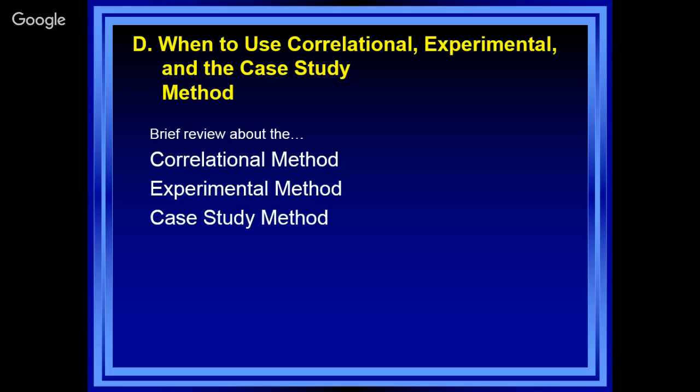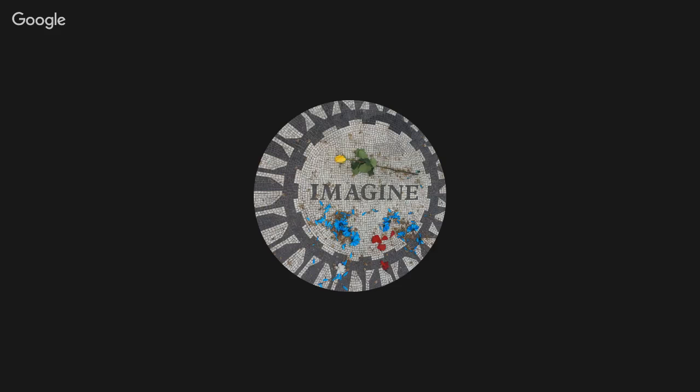And taken together, these three designs provide complementary methods for exploring personality. Like I said, sometimes one leads to another, and sometimes one can support the other one. And that's when you use correlational, experimental, and case study methods. And that's the end of this chapter.